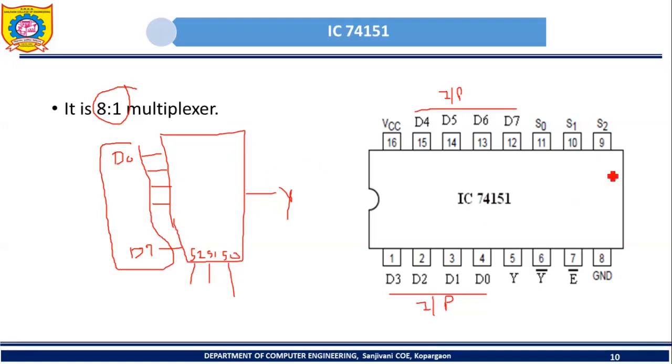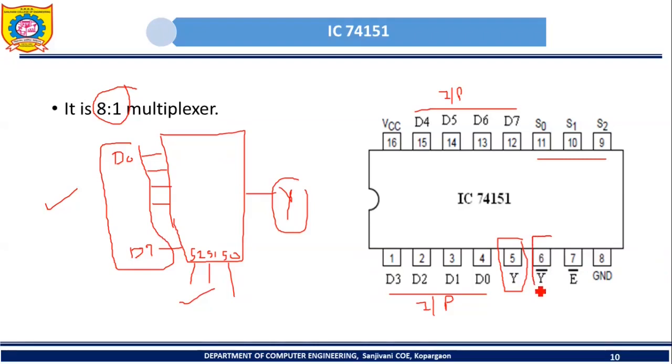Then what about the selector lines? See, pin numbers 11, 10 and 9. These 3 pins will act as selector lines, that is S0, S1 and S2. So input lines and selector lines are over. Then what about the output? Which pin of 74151 will act as the output? See, pin number 5. Pin number 5 is labeled as Y. So this is the output pin.